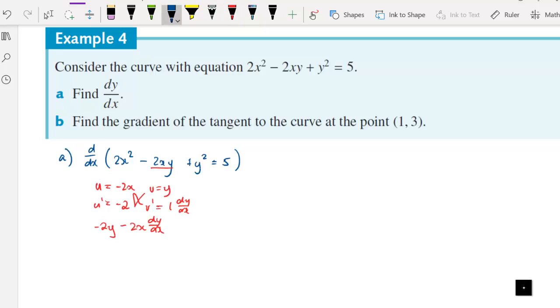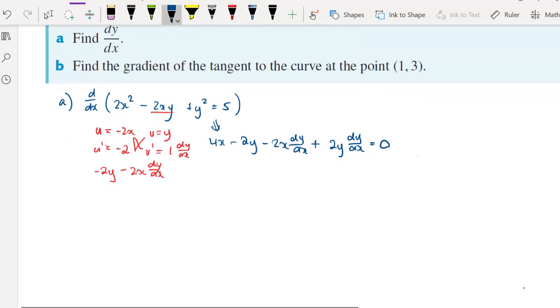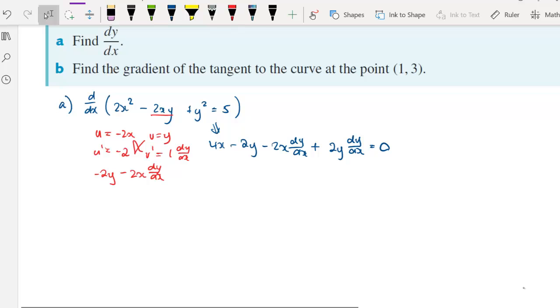And when we look at the derivative in its entirety, derivative of 2x squared is 4x. We will have negative 2y take 2x dy/dx. And derivative of y squared is 2y dy/dx. That's an implicit derivative. And derivative of 5 is equal to 0. So now all we need to do is isolate dy/dx.